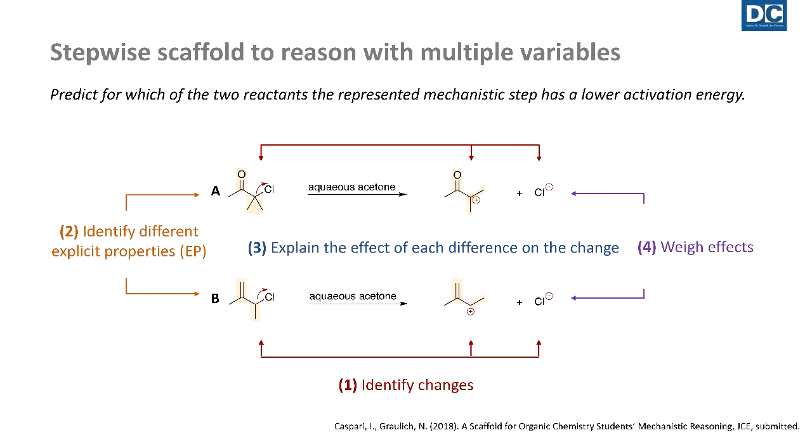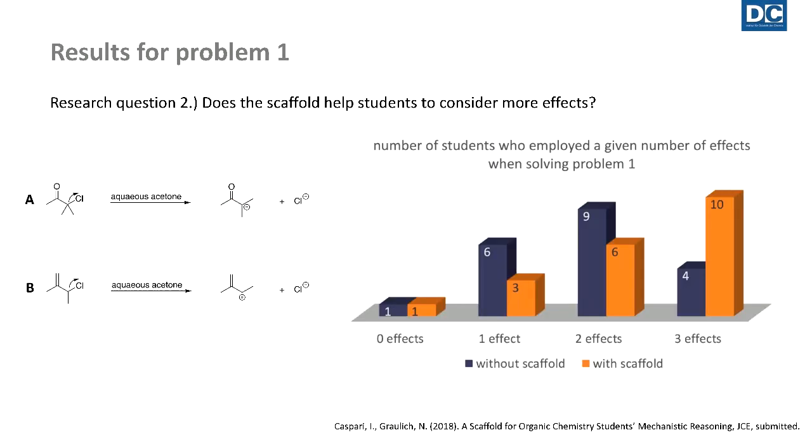So let's see how the students were working with a scaffold, if that had any effect on the effects that the students considered to answer their question. So our research question was, does the scaffold help students to consider more effects? And you can see here the numbers of students that used 1, 2, 3 effects, one time without the scaffold, and in orange with a scaffold.